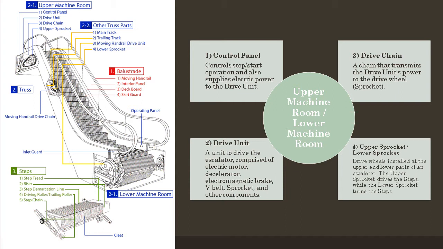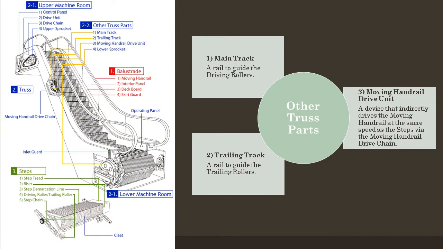4. Upper sprocket, lower sprocket. Drive wheels installed at the upper and lower parts of an escalator. The upper sprocket drives the steps, while the lower sprocket turns the steps. Other truss parts. 1. Main track. A rail to guide the driving rollers. 2. Trailing track. A rail to guide the trailing rollers. 3. Moving handrail drive unit. A device that indirectly drives the moving handrail at the same speed as the steps via the moving handrail drive chain.